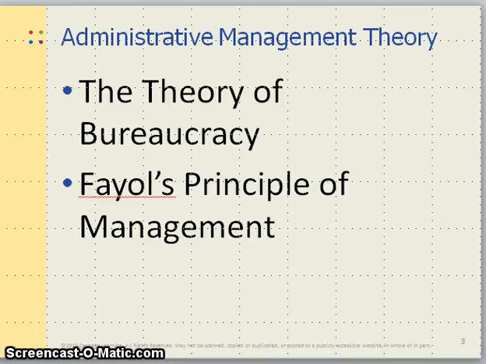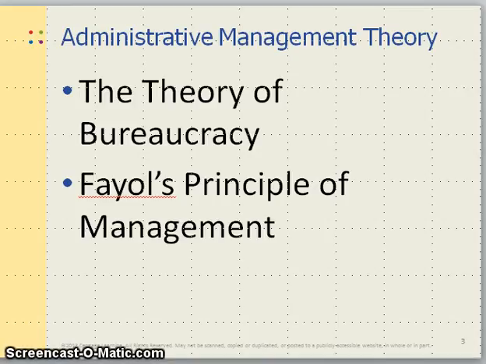Fayol's principles of management. Henri Fayol was the CEO of a mining company. He worked at the same time as Weber, but independently. Fayol identified 14 principles that he believed essential to increase the efficiency of the management process.